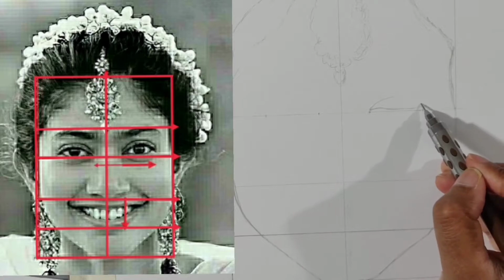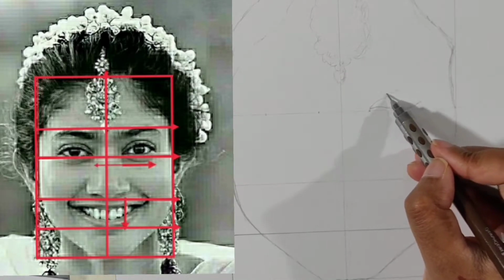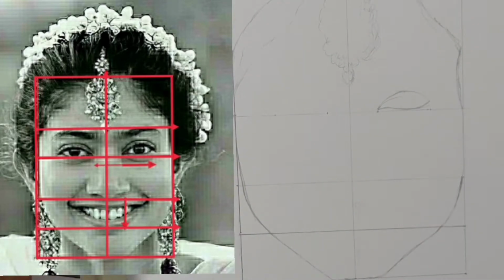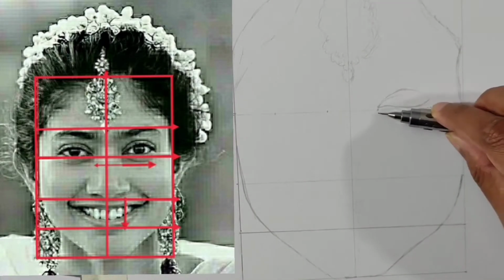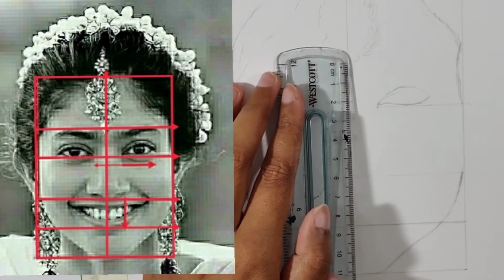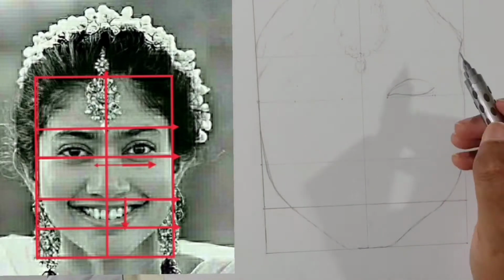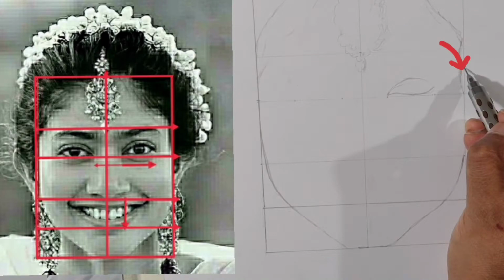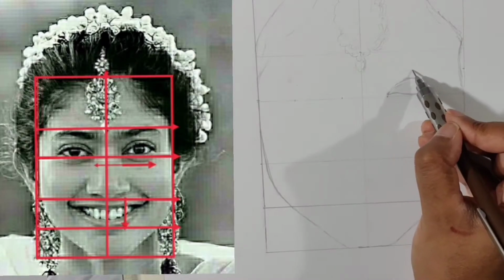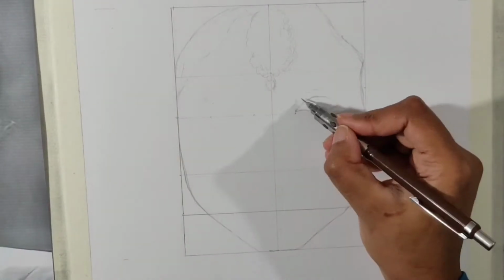Initially I am just drawing the features of the face and will not focus on detailed work. I am just making the eyes, nose and lips fall in the right place. I use my pencil to measure the proportion and sometimes a ruler for accurate measurement. Again, here if you divide into the middle, this is where the upper eyelid will fall.